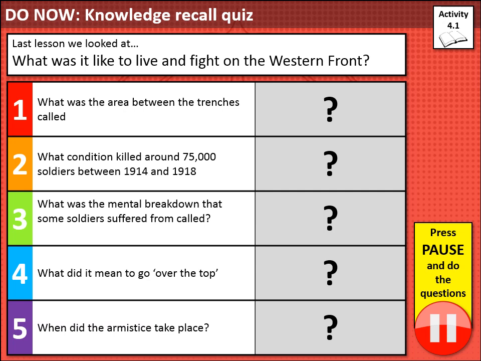So what was the area between the trenches called? What condition killed around 75,000 soldiers between 1914 and 18? What was the mental breakdown that some soldiers suffered from called? What did it mean to go over the top? And when did the armistice take place? You need to press pause and do the questions on your workbook on activity 4.1.